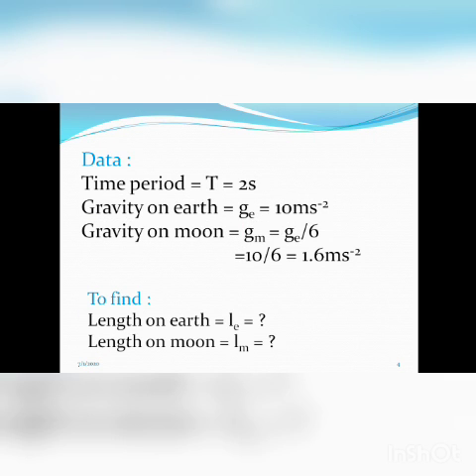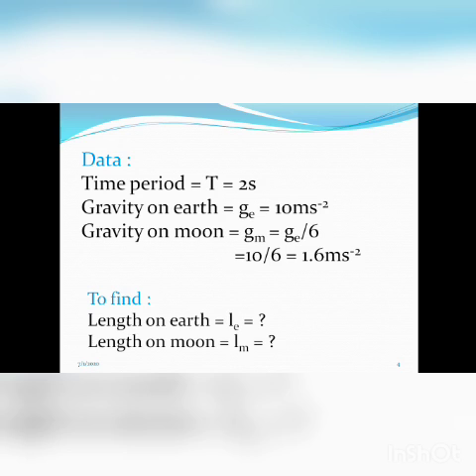Data: time period, represented by capital T, is equal to 2 seconds. Gravity on Earth, Ge, is equal to 10 meter per second square. Gravity on Moon, Gm, is equal to 10 divided by 6, that is equal to 1.6 meter per second square. What we have to find out? We have to find out the length on Earth and the length on Moon.